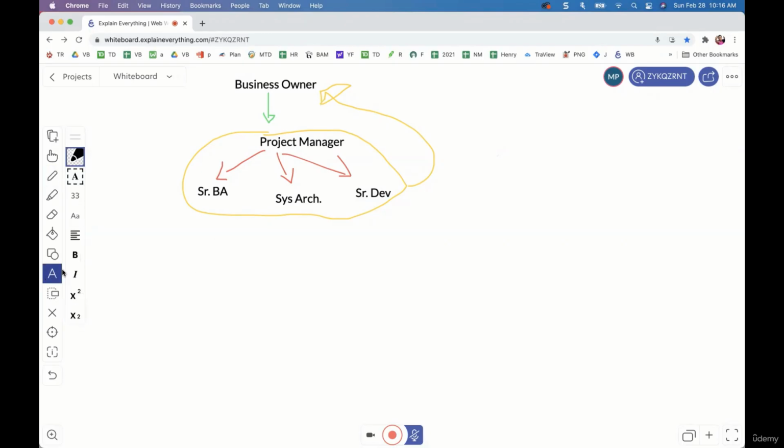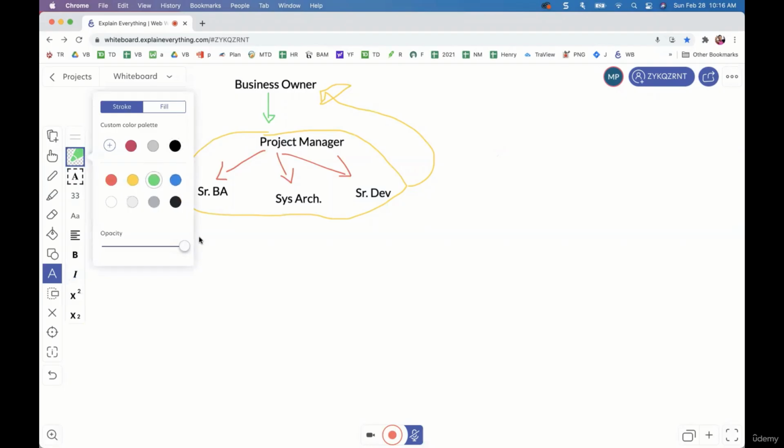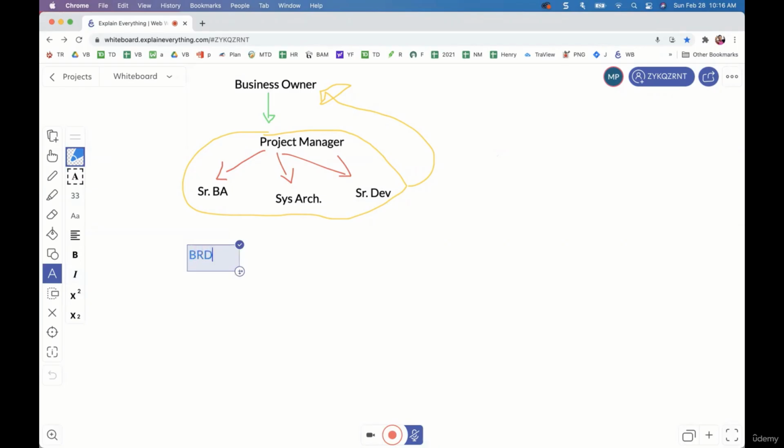So they ideally at this point would ask for a document that is referred as a BRD. BRD stands for Business Requirements Document. So ideally, when they join the company, the project manager, senior BA, system architect, senior developer would connect with the business owner and would say, hey, can you help us with a BRD for the project?